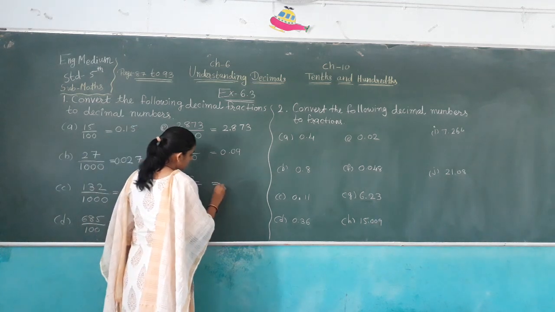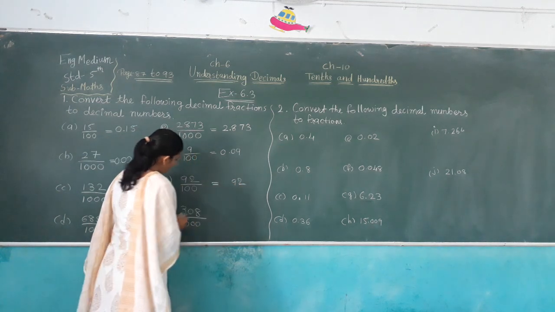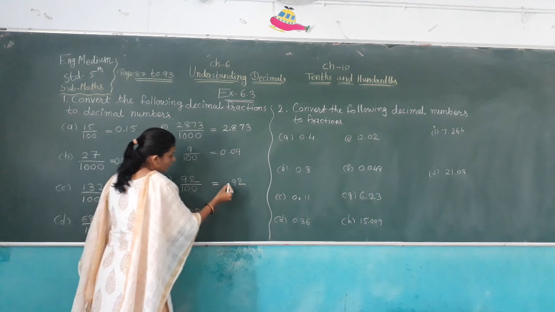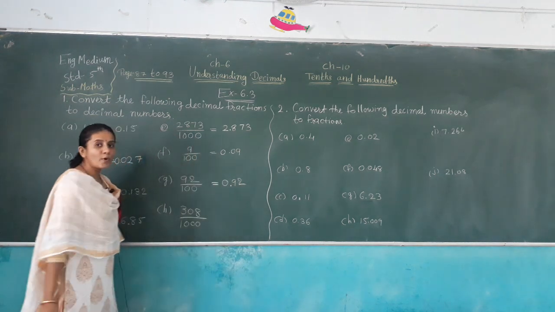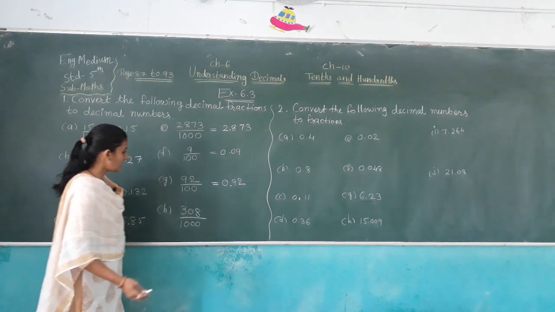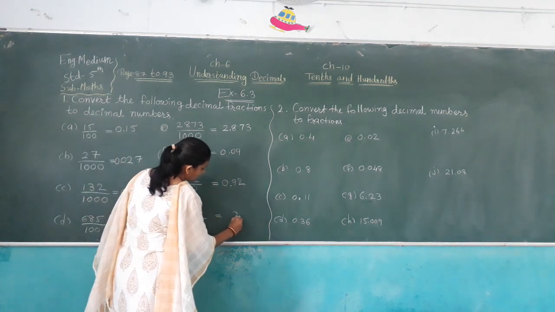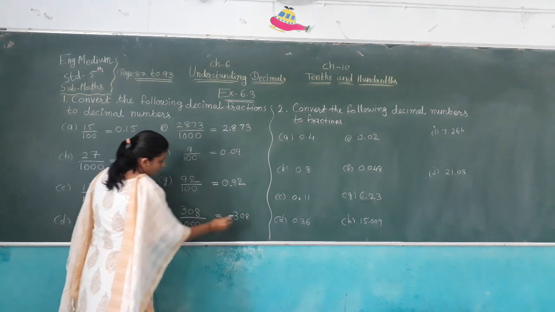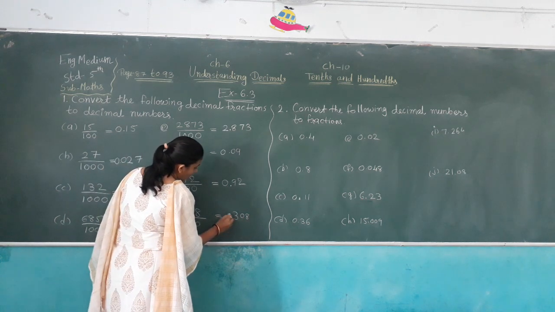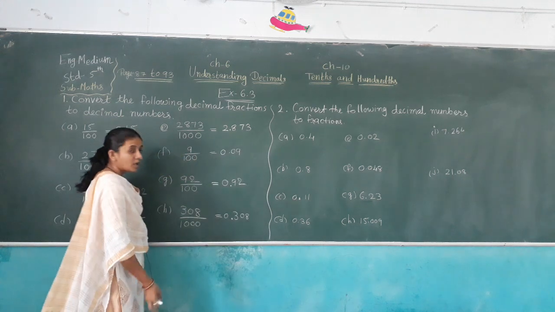Here write first 9, 2. How many zeros are there? 1, 2. Keep the point here and 0. It makes 0.92. Again write here 3, 0, 8. Count it: 1, 2, 3. Keep here the point and keep here a 0.